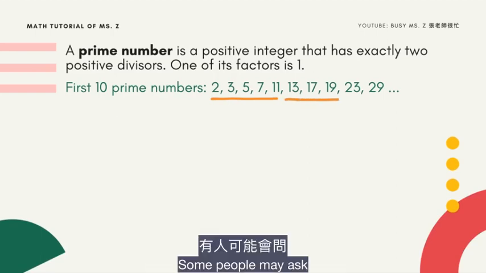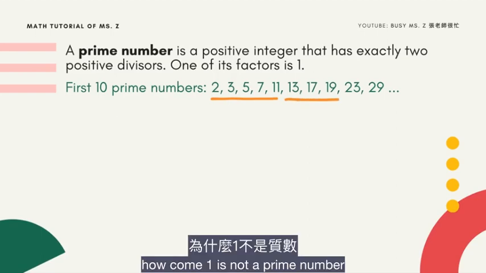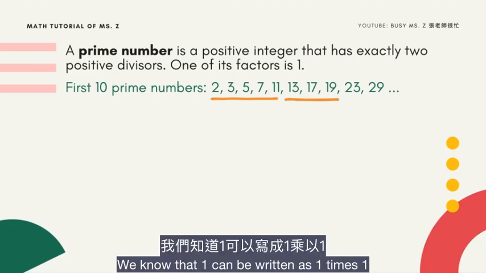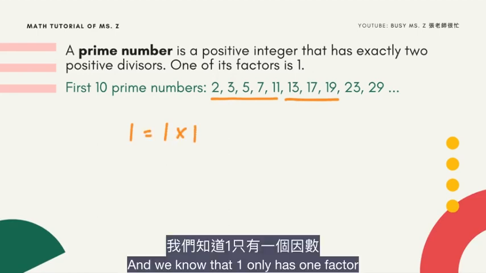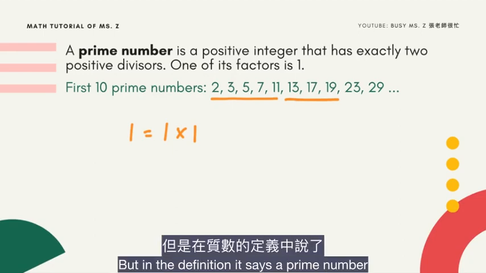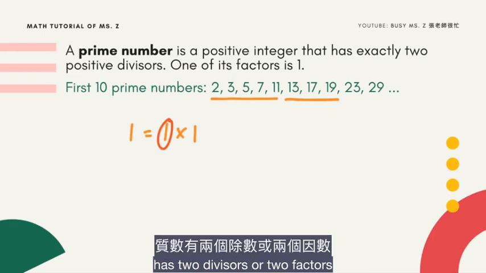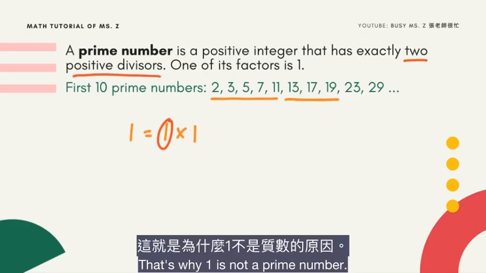And some people may ask, how come 1 is not a prime number even though it has a factor of 1? So we know that 1 can be written as 1 times 1 in multiplication. And we know that 1 only has one factor, which is 1. But in the definition, it says a prime number has two divisors, or two factors. And that's why 1 is not a prime number.